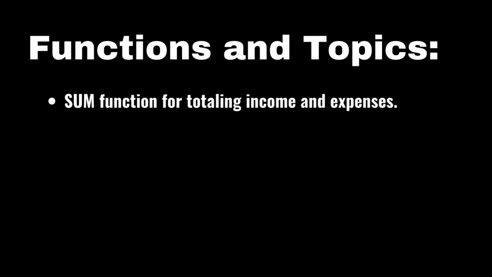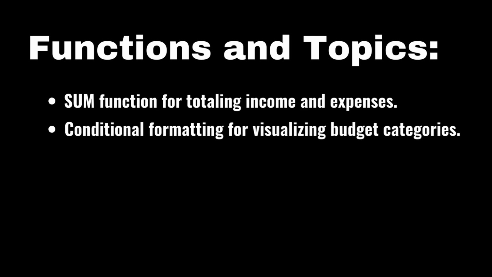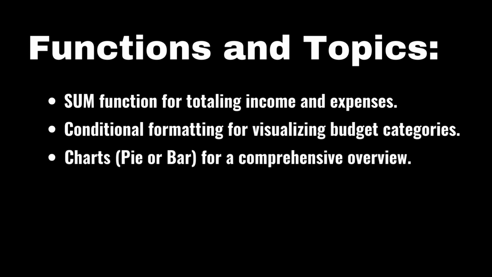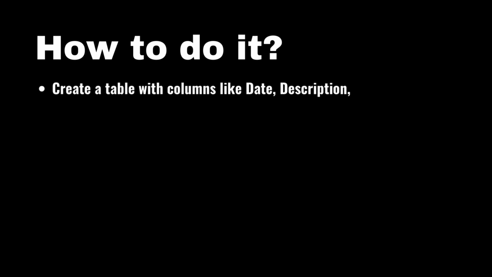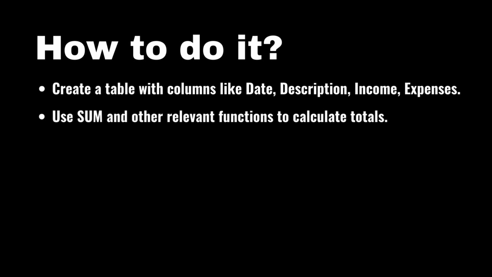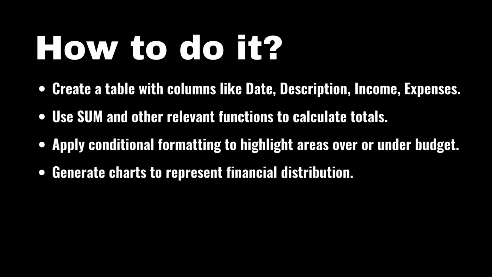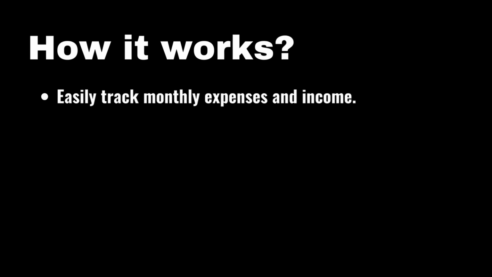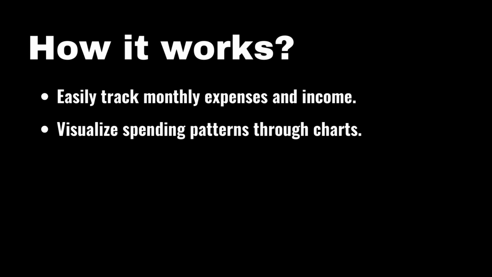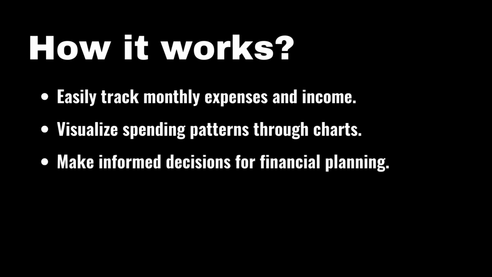Functions and topics. Some function for totaling income and expenses. Conditional formatting for visualizing budget categories. Charts for a comprehensive overview. How to do it? Create a table with columns like date, description, income, and expenses. Use sum and other relevant functions to calculate totals. Apply conditional formatting to highlight areas over or under budget. Generate charts to represent financial distribution. How it works? Easily track monthly expenses and income, visualize spending patterns through charts, make informed decisions for financial planning.